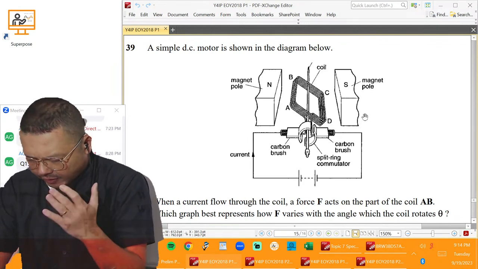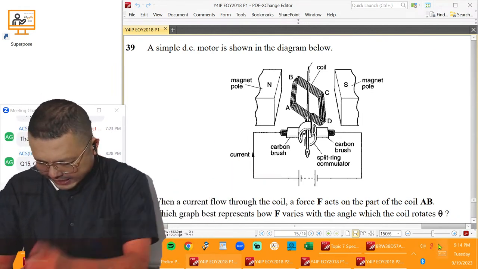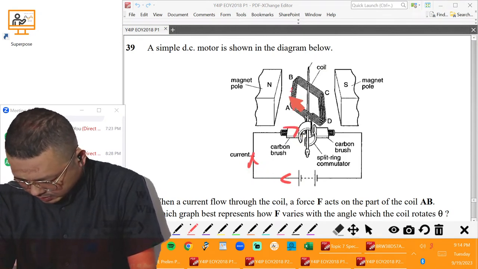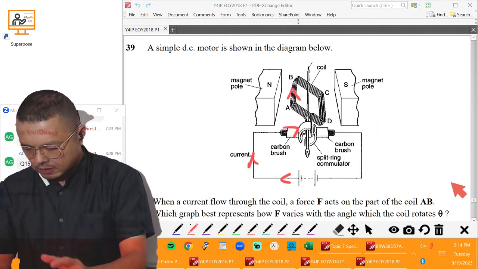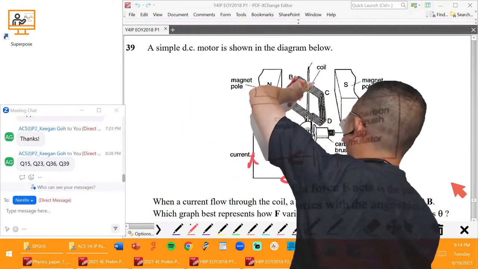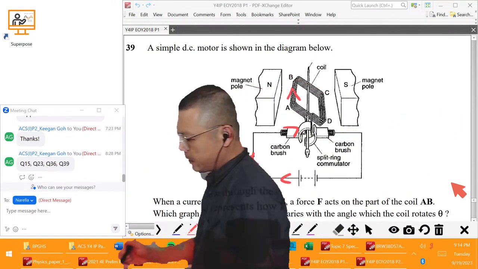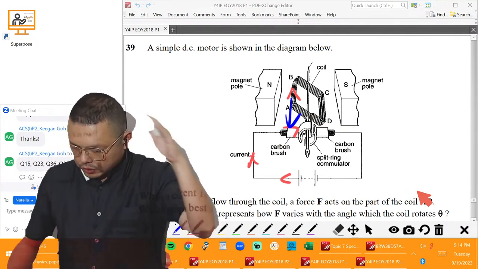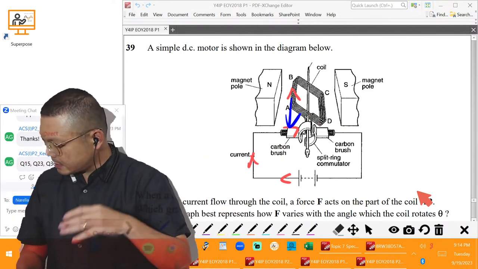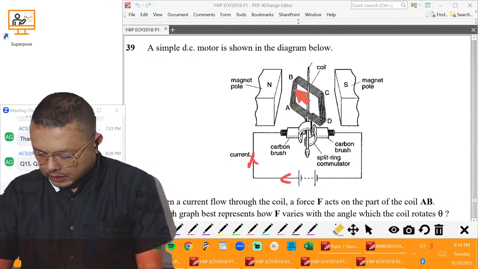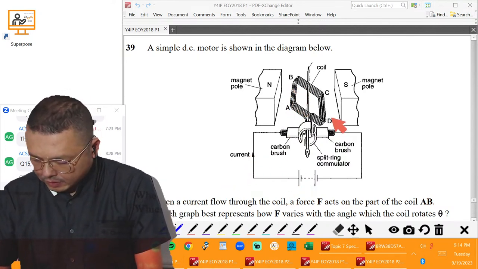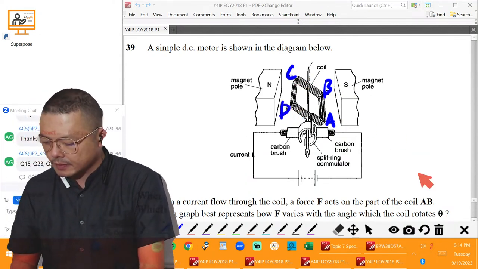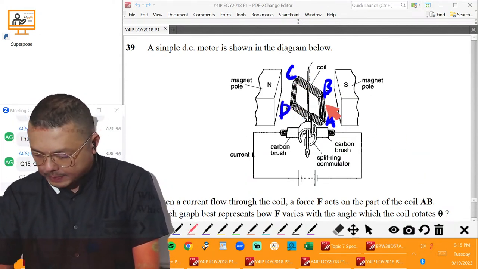What's the direction of force acting on AB now in this picture? Yeah, you're right. It's pointing down. Left hand rule. It's pointing down. So half a turn later, A, B, C, D will be on this side. So A and B, C and D will swap sides, right? But how does the current flow in ABCD now?